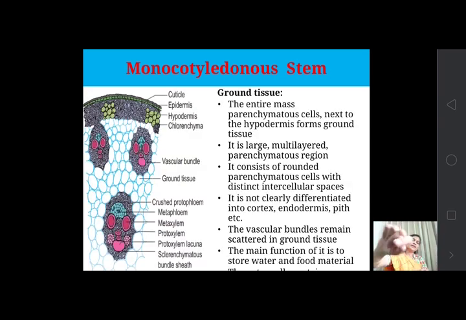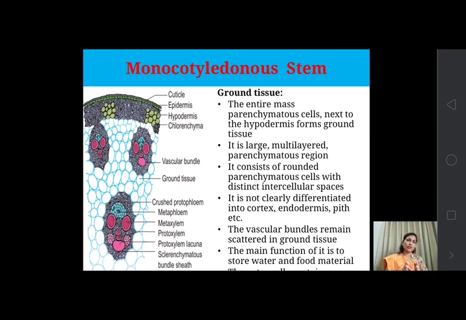Okay, then after the hypodermis, you can see in the picture, the colored patch after the epidermis, and then after the hypodermis there is a presence of blue colored cells, thin walled blue colored cells. They extend from the hypodermis up to the center of the stem. So this is the ground tissue. The ground tissue is present everywhere other than the hypodermis.